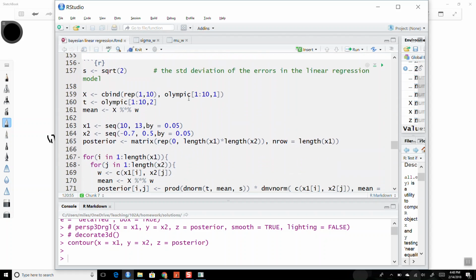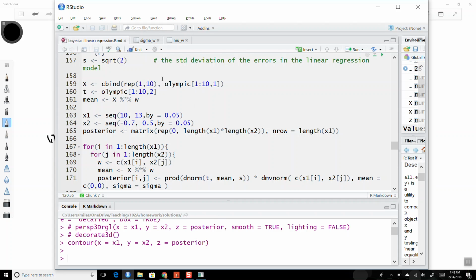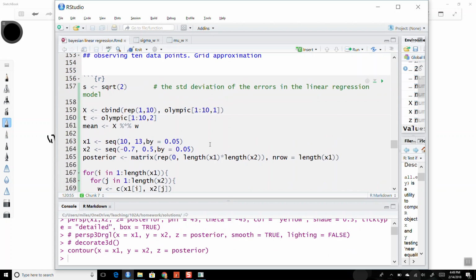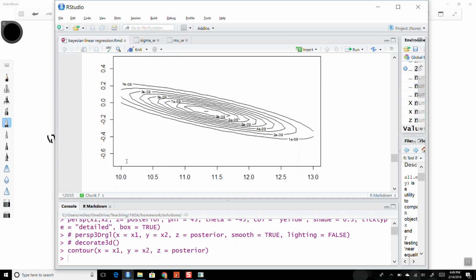I can expand this and say, all right, let's incorporate 10 data points. It's the same thing, except now instead of 3, the likelihood is going to be over 10 data points, okay? And when I do this, I had to zoom in to someplace different, and now we're really getting somewhere. My intercept is certainly between 10 and 13, with the most likely value being around 11 point something, and the slope is very close to negative point something, okay?